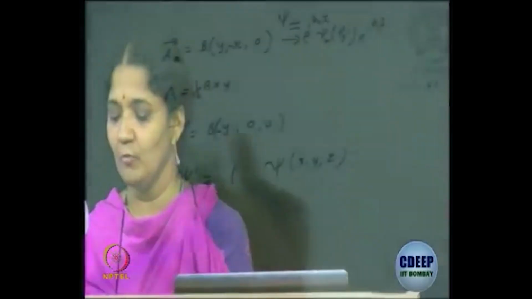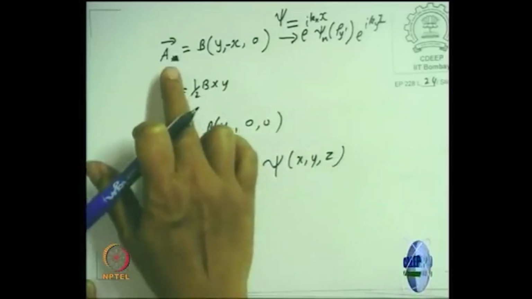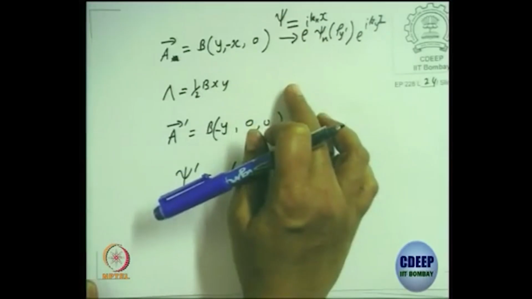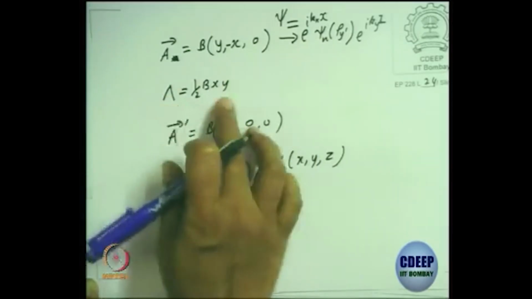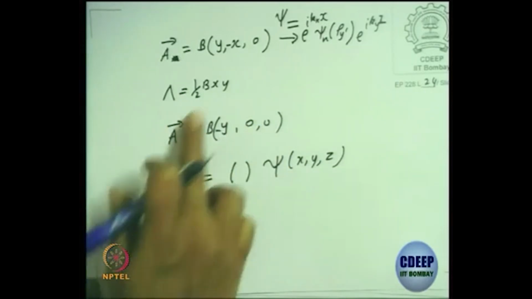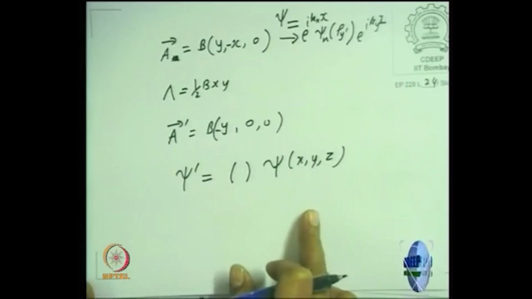This is what we did in class a couple of lectures ago, where we took a choice for A and a trial wave function. But you can also see that by doing a gauge transformation using the lambda gauge parameter, you could get a new vector potential and see how the wave function changes by a phase factor.